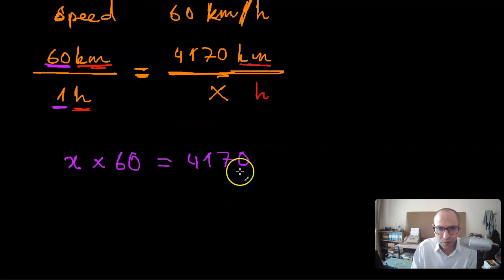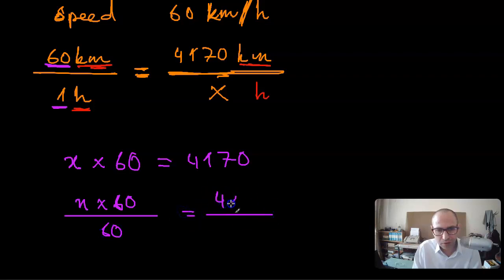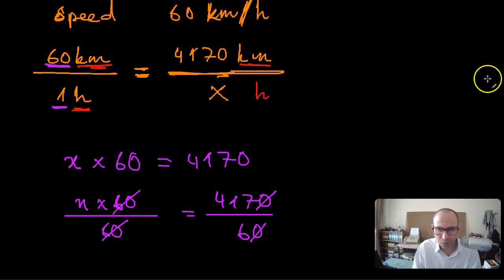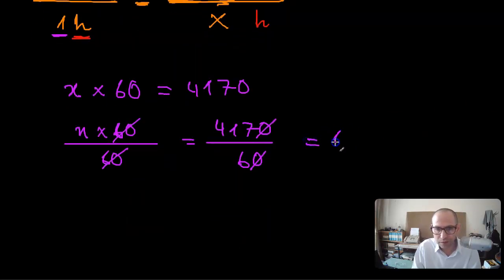Now, how do I solve this? You call this an equation, right? So I want to know what X is. I take X times 60 and divide that by 60, which is equal to 4,170 divided by 60. I did that on purpose, because there was a 60 here, and I wanted to get rid of it, right? So now 60 and 60 cancel out. You have 4,170 divided by 60. Again, you can cancel out 10 here, 10 here. It becomes 417 by 6. And 417 by 6, if you do the calculation, is going to be 69.5.